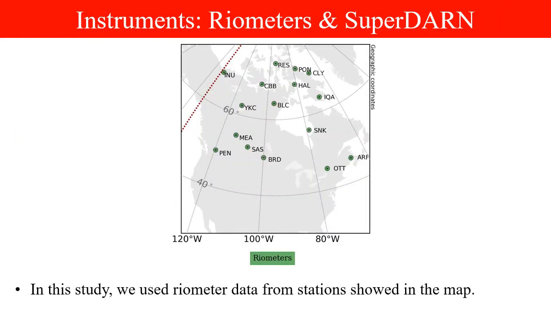So that's the overall instrumentation and their locations. In this study, we use all the riometer station data from the stations shown as green dots on the map. You can see they are distributed all over the North American sector, specifically in the Canadian sector. The red dash-dot line shown here is the longitudinal position of the GOES satellite, which is in geostationary orbit.